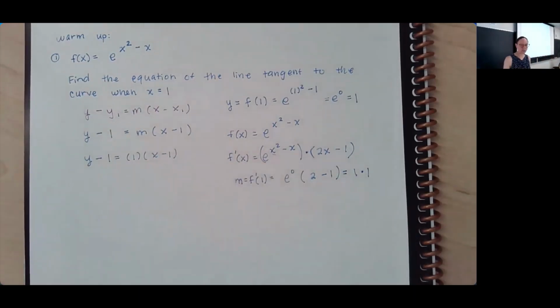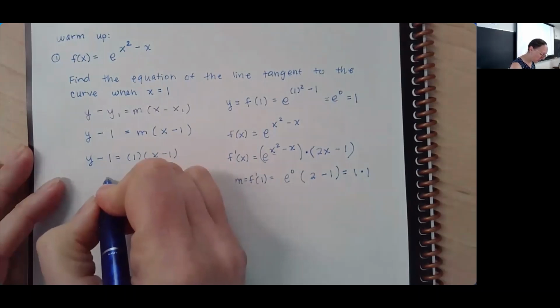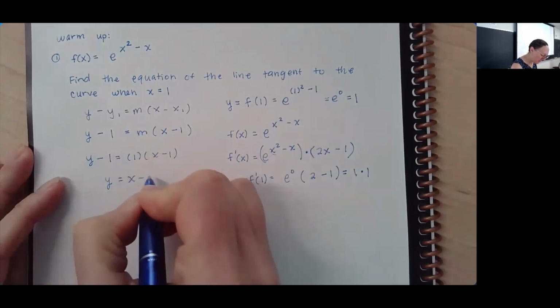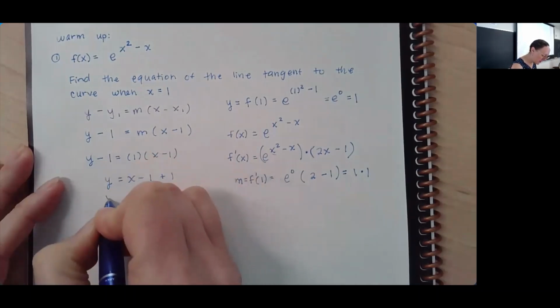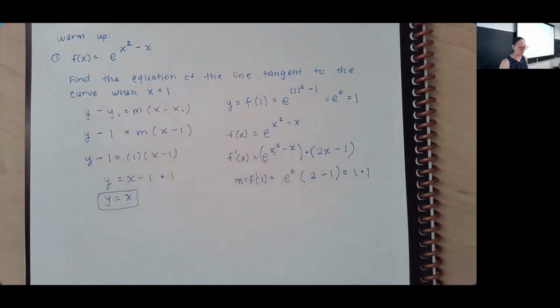If you want that to look like y equals mx plus b, you totally can. I could add 1 to both sides and distribute my slope through. And it turns out my equation of the tangent line simplifies really nicely, and it's just y equals x.